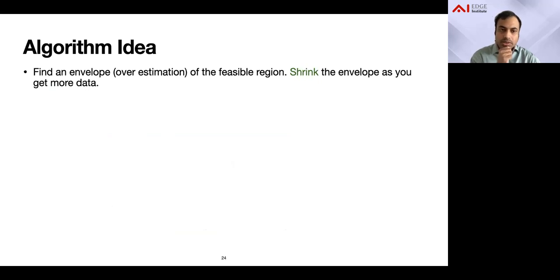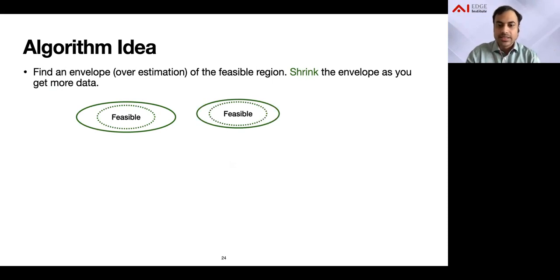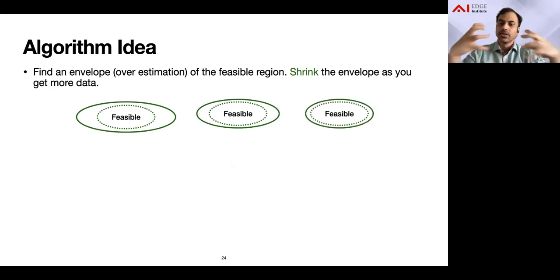Now, what is the algorithm idea? I will give you some kind of high-level idea of what we are doing here. So think of this as the feasible space, and we are creating an envelope. This envelope contains the feasible space with high probability. So the idea is that as you gather more data, we are shrinking this feasible space, and hopefully it will converge to the original feasible space.